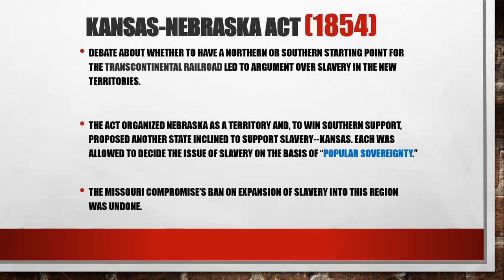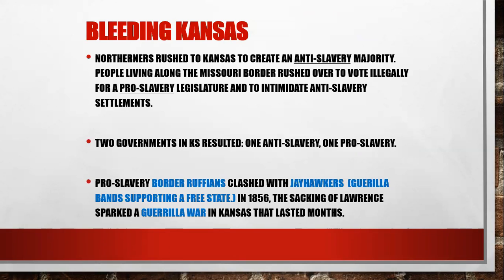Now, it's being organized into a territory, and to win Southern support, they proposed another state to support slavery, Kansas. So basically, they want to split it, and they each are going to be allowed to decide whether they want slavery or not because of popular sovereignty. So the Missouri Compromise is now undone because both these territories, which are north of that line, get to vote on it. So that is how we get Bleeding Kansas.